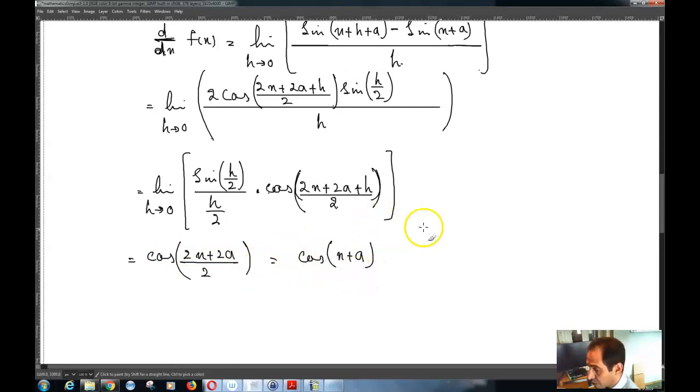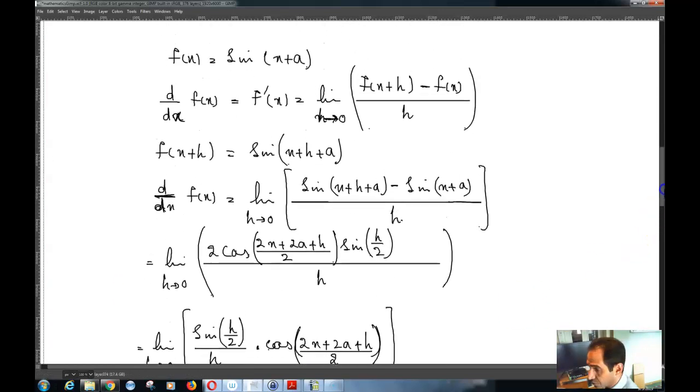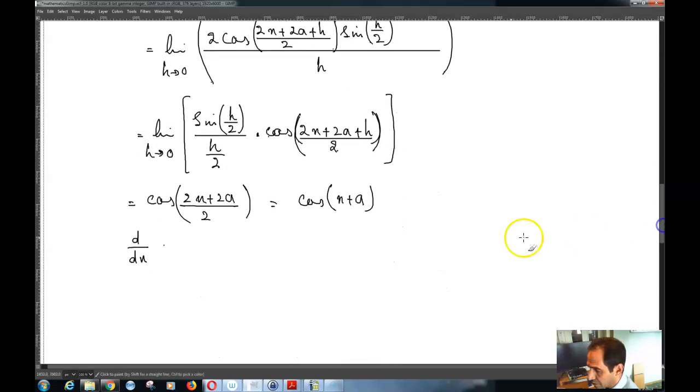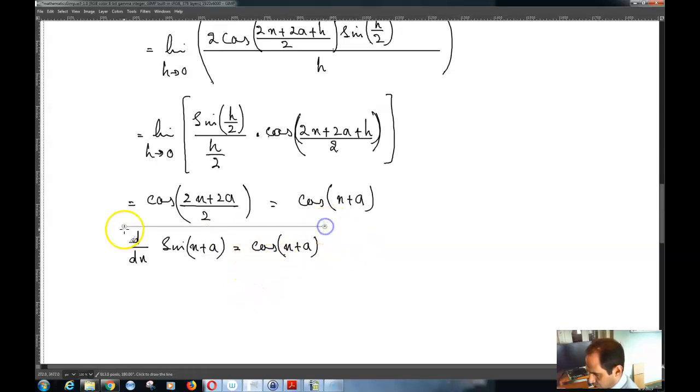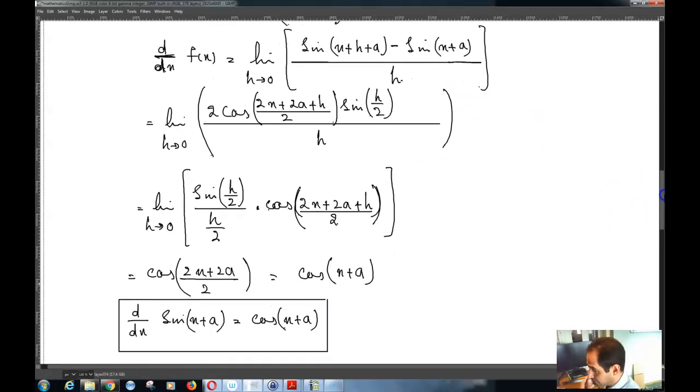So that means that d by dx of sine of x plus a is equal to cos of x plus a. Okay, so that's the first part. Now the second part, of course, is easy. There is no problem with it.